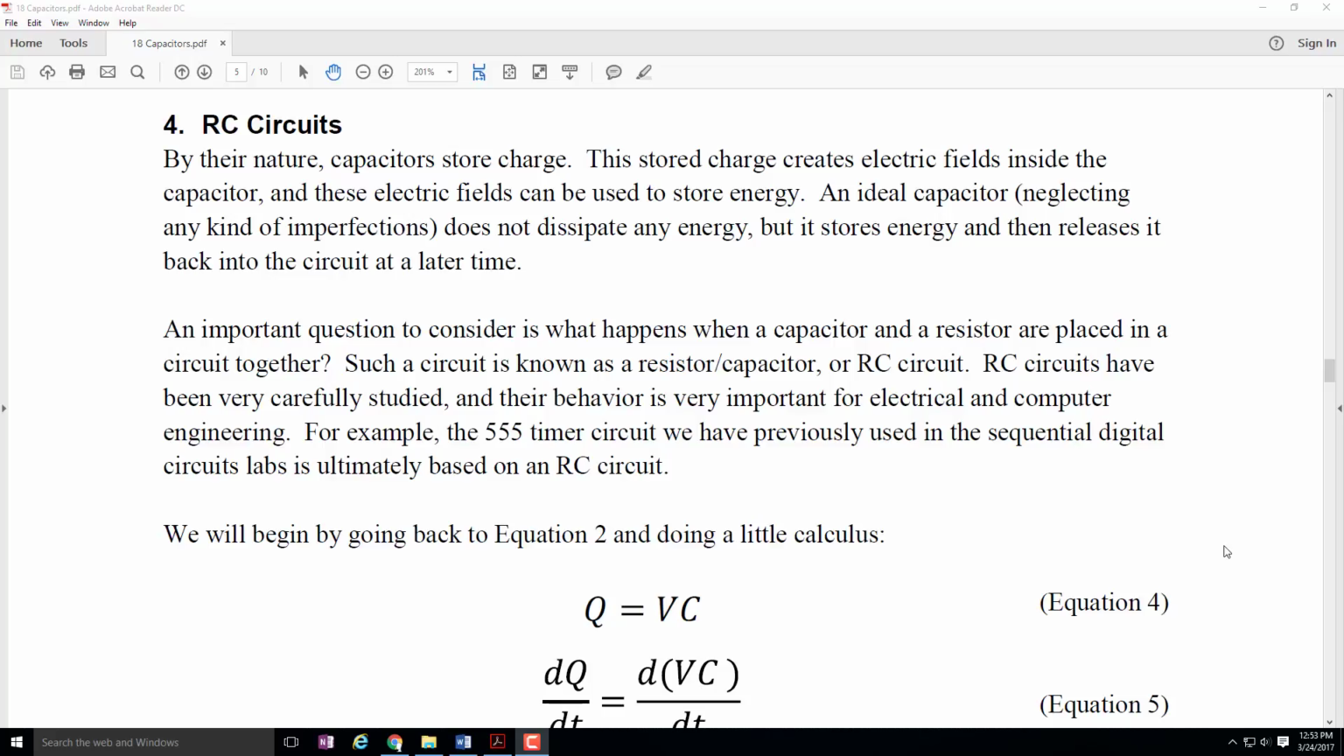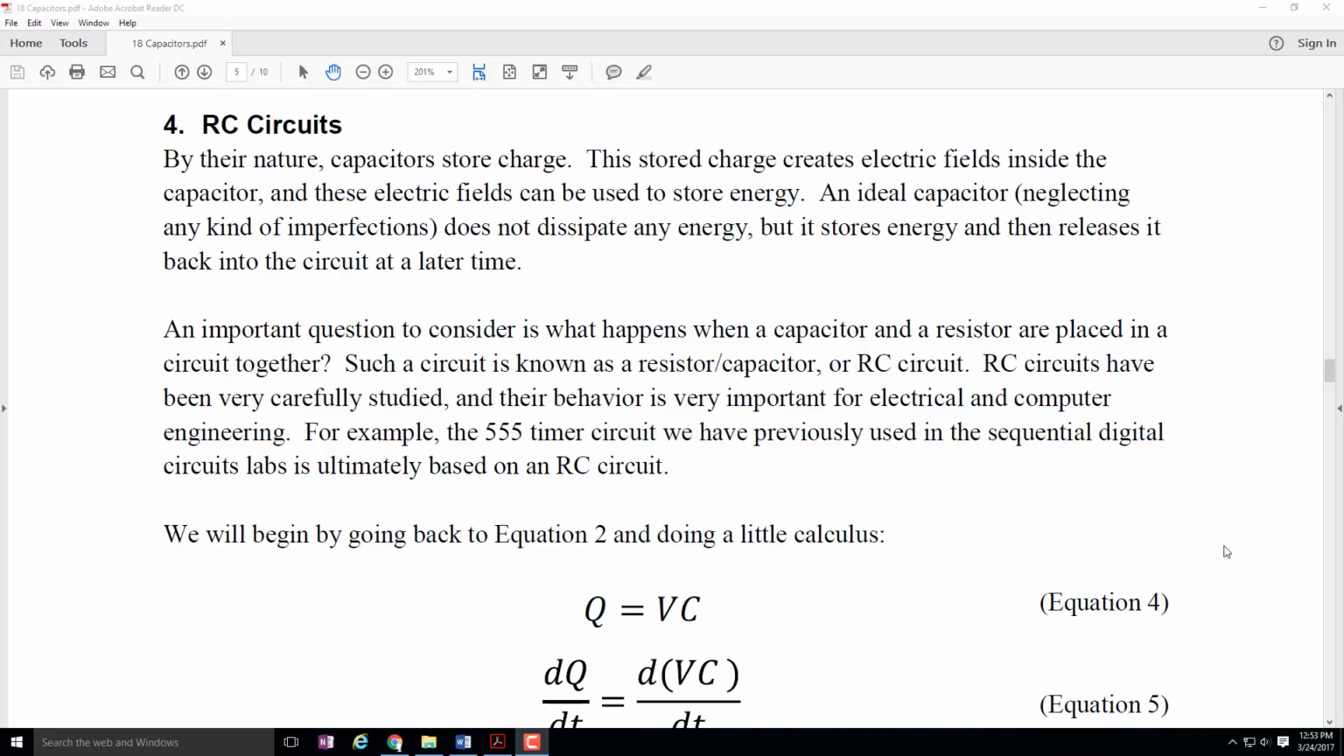A resistor, on the other hand, cannot store any energy. It can only dissipate energy. If you give energy to a resistor, it is gone. It will be converted into heat, and you will never see that energy again. So those two devices are very different from each other, and when we put them in a circuit together, they kind of have some interesting interactions.